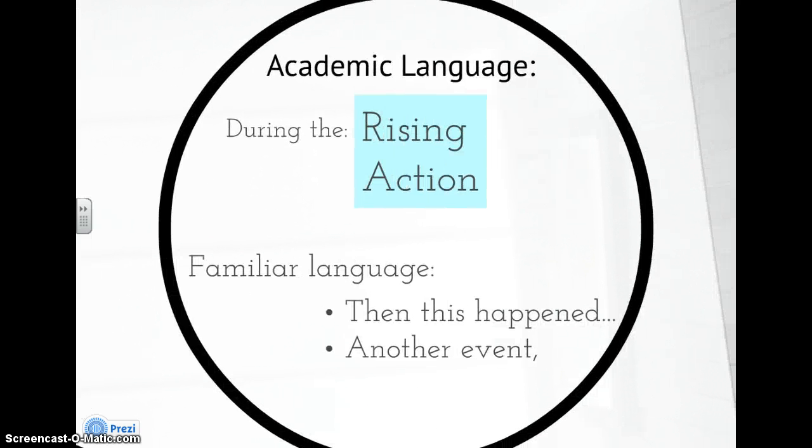Rising action. Some of you may use transitions in familiar language to describe the problem, such as "then this happened" or "another event." When you're describing something that happens during the rising action, use rising action to identify that for your reader.